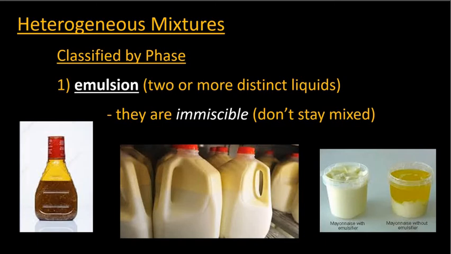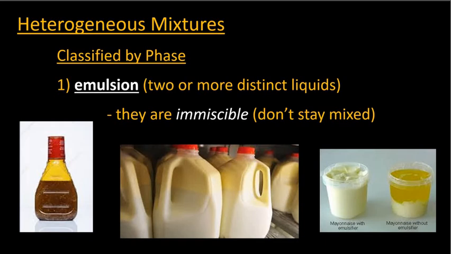Okay, the first type of classification by phase is what's called an emulsion. And this is where you have two or more liquids, but they are distinct, they're separate. They are immiscible. They don't stay mixed. And you have the classic oil and vinegar for the salad dressing. But what you might not realize is things like milk and mayonnaise are actually also emulsions.